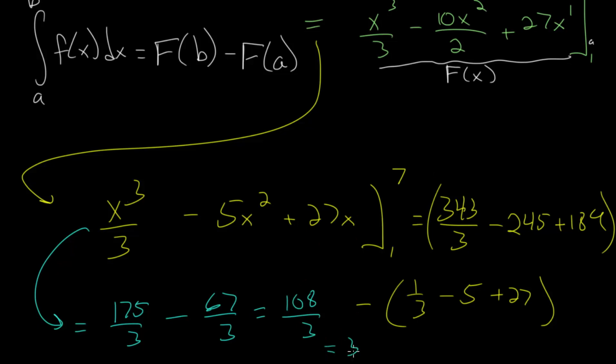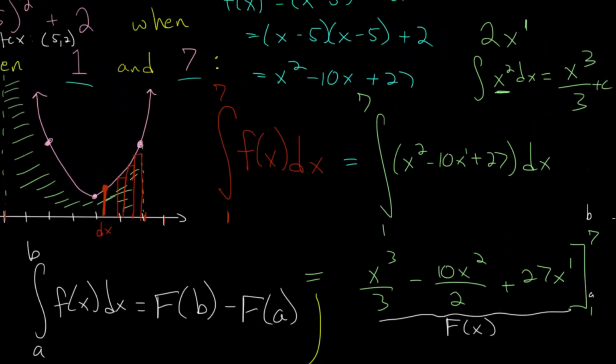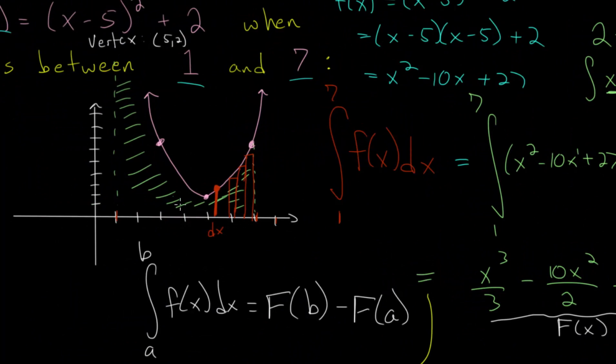This is just 36. So what we found is that the area underneath our curve, this parabola here, between x values of 1 and 7, the area under the curve between the x-axis and the function, all of this area here is simply equal to 36.